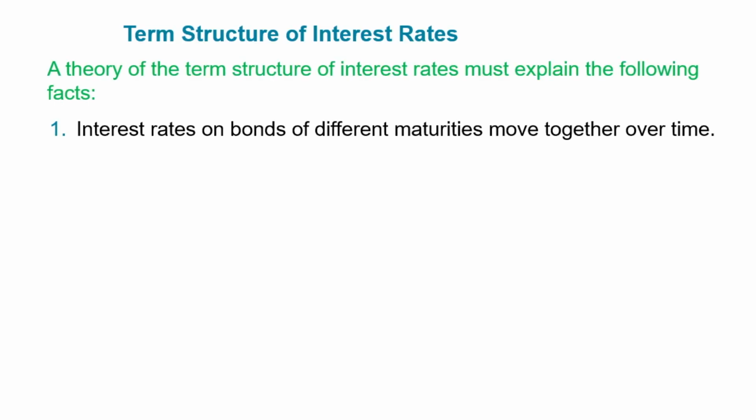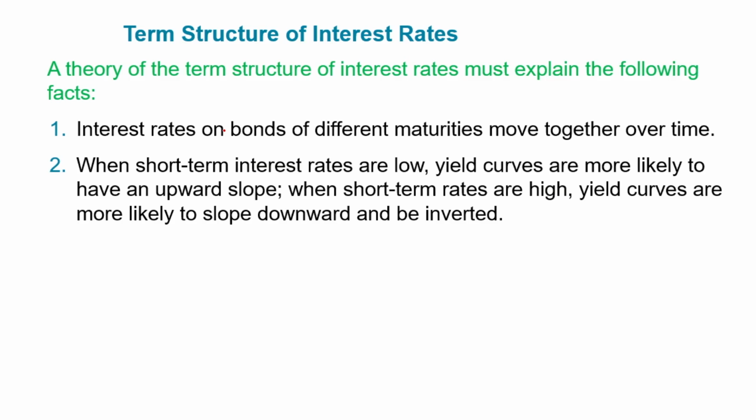To understand this term structure of interest rate, I already mentioned in the beginning that we have three theories. A typical, ideal theory of term structure of interest rate must explain the following facts. One, interest rates on bonds of different maturities move together over time. When short-term interest rates are low, yield curves are more likely to have an upward slope. When short-term interest rates are high, the yield curve is more likely to slope downward and be inverted.